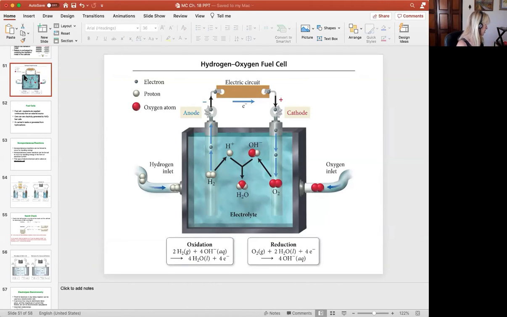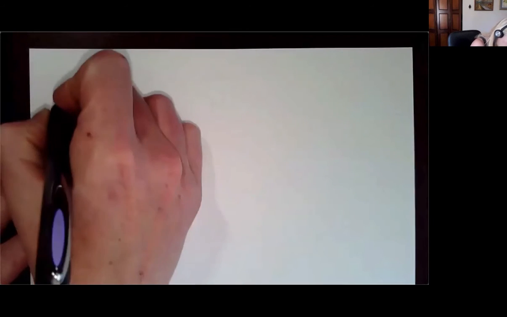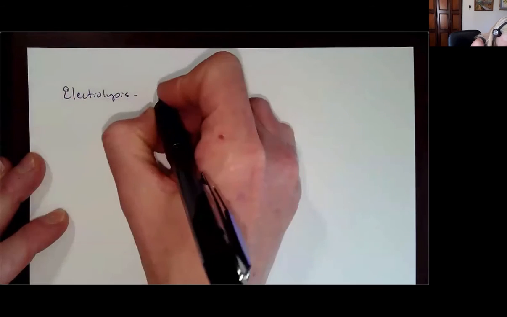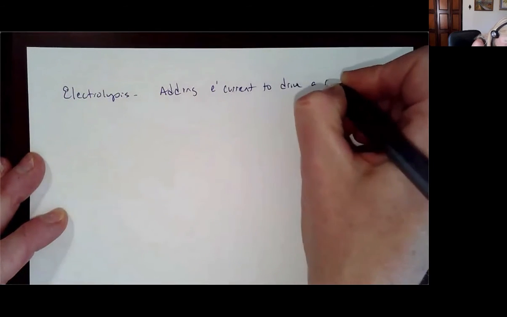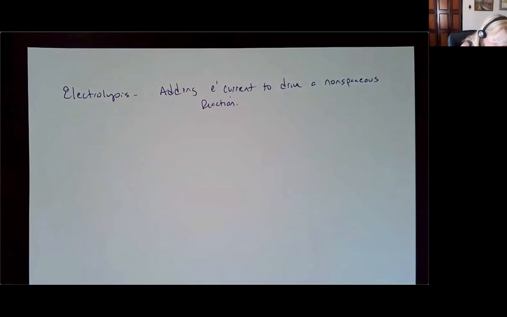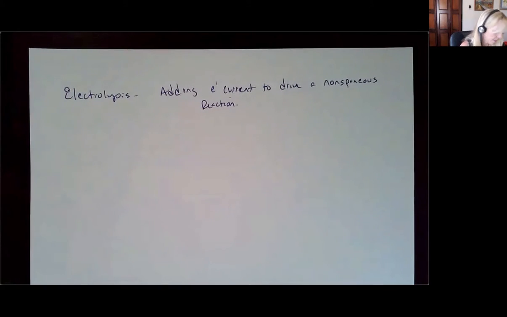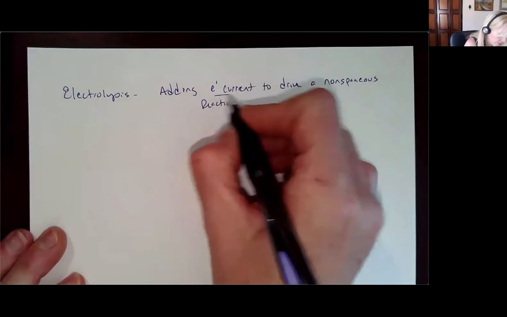Okay, so when we charge a battery, we're really undergoing electrolysis. And electrolysis is when you have a non-spontaneous reaction and you're forcing that reaction to happen. So batteries would always be a spontaneous reaction. The recharging of those batteries is what we call electrolysis. I'm adding an electrical current to drive a non-spontaneous reaction, unlike a voltaic cell, which is a spontaneous reaction.